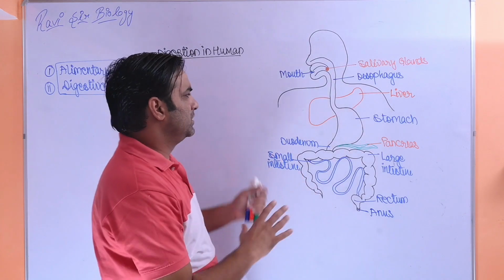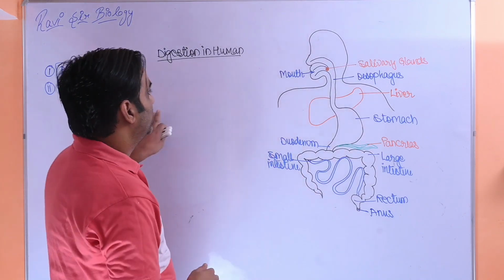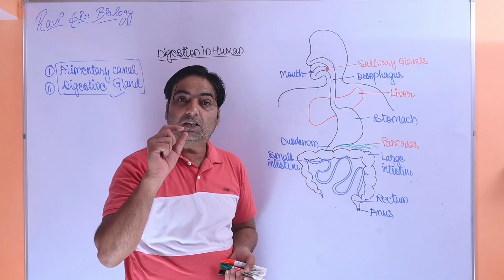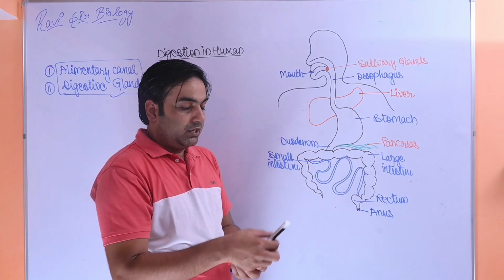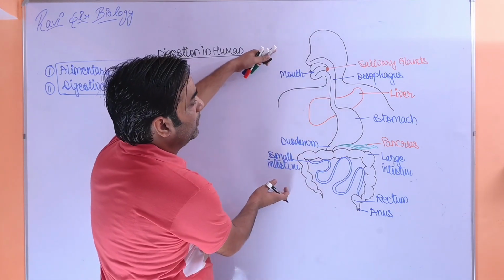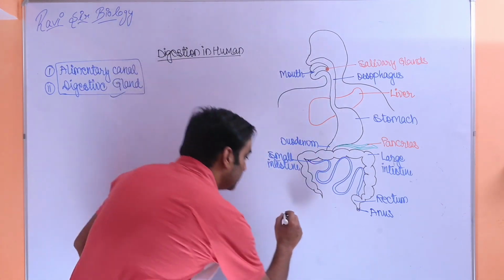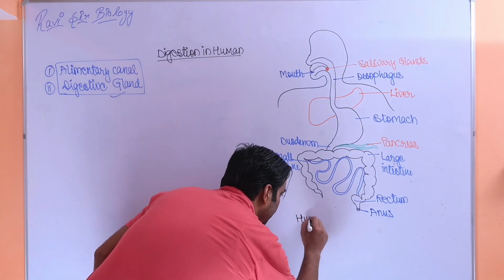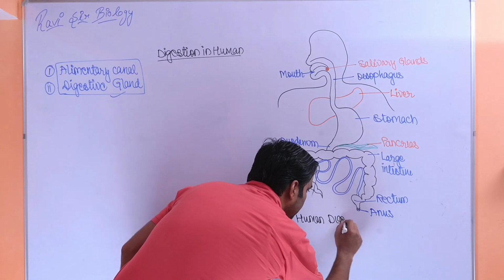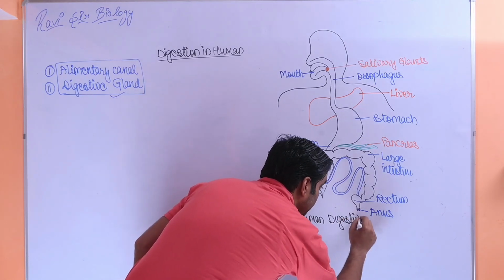So what the process will be, we have to discuss. Remember, whenever you are drawing any diagram, the name of the concerned diagram must be mentioned just below the diagram. Like I have drawn here the human digestive system, so here I have to write it. This is a very important thing to understand: human digestive system must be written.